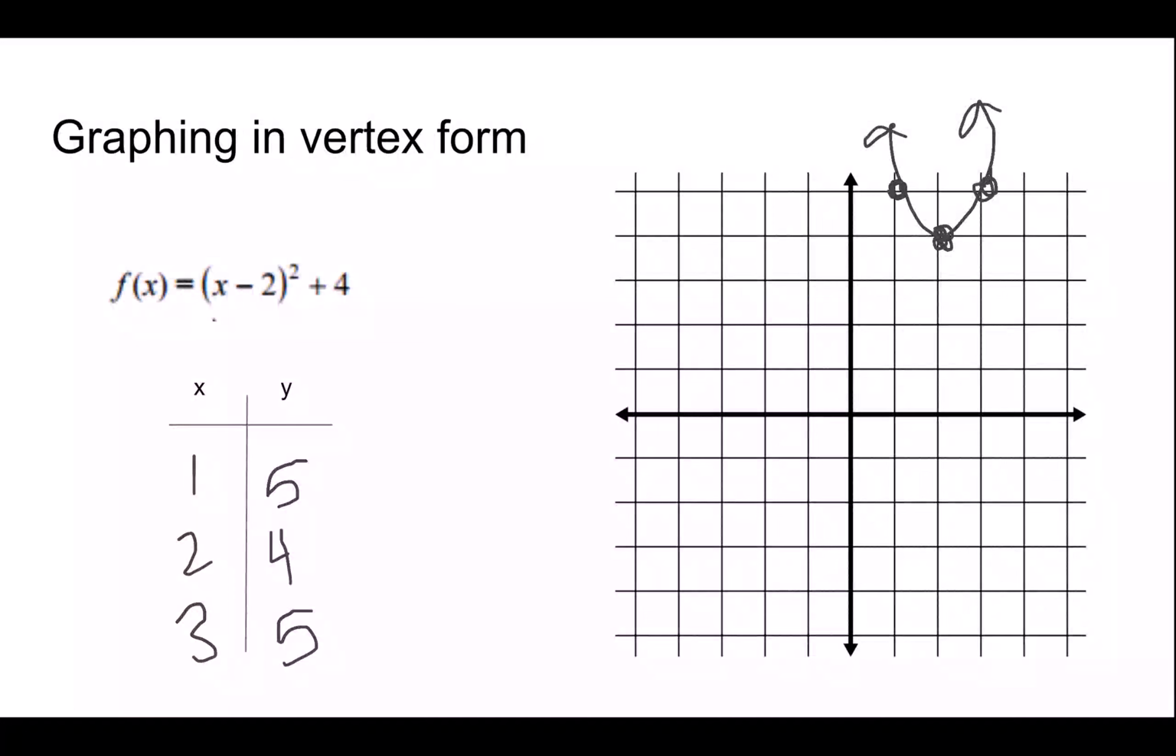You graph them exactly the same, except you just have new rules for finding the vertex, which means make this thing 0. It's very, very similar to when we did absolute values, and you always tried to make the absolute value 0 inside the absolute values.